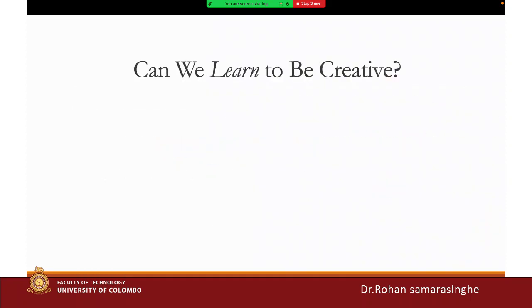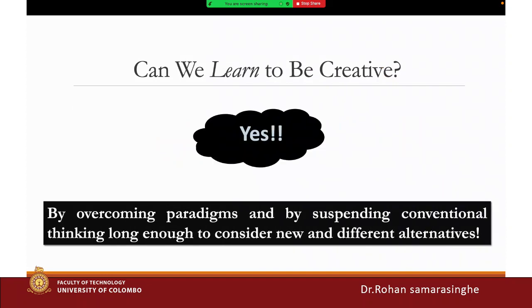And we can learn to be creative. Can we? Yes, we can. So, first of all, how can we do it? By overcoming paradigms and by suspending conventional thinking. This is very, very important. You have to think out of the box for a certain problem or a certain thing. So, overcome the paradigms by suspending your conventional thinking.